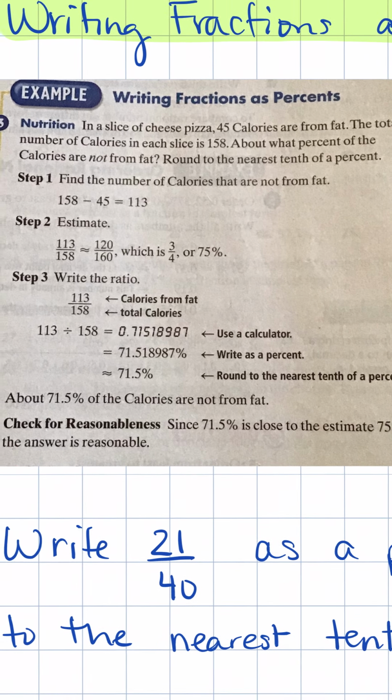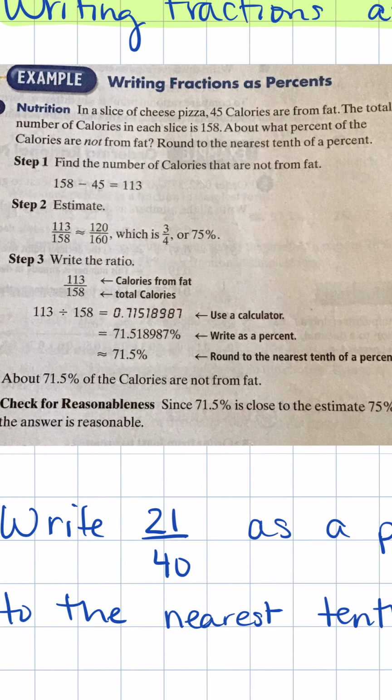So let's look closely at this one. In a slice of pizza, 45 calories are from fat. The total number of calories in each slice is 158. About what percent of calories are not from fat? Round to the nearest tenth of a percent.